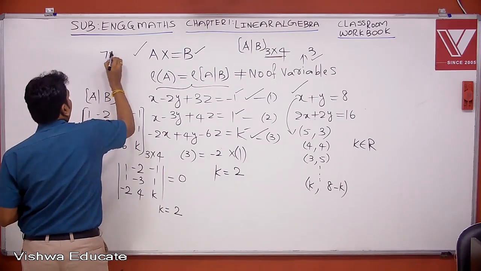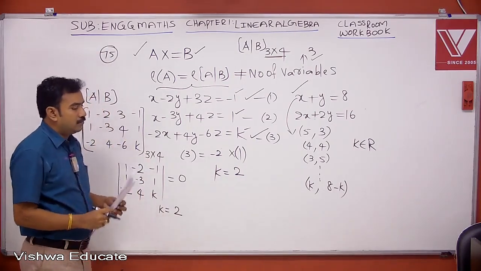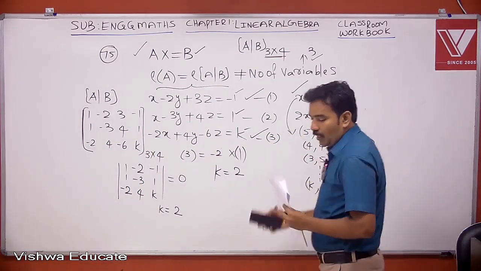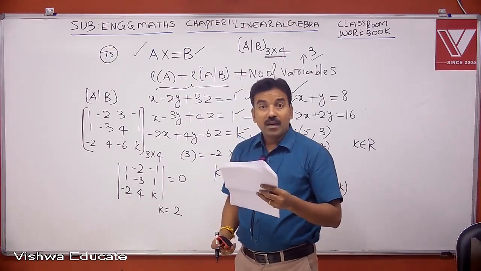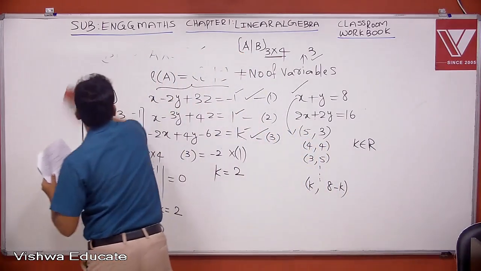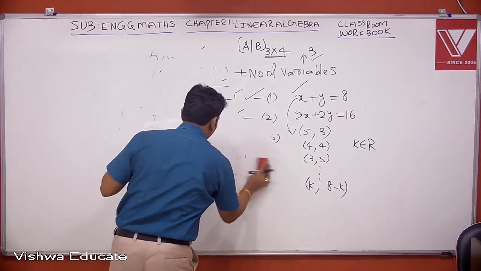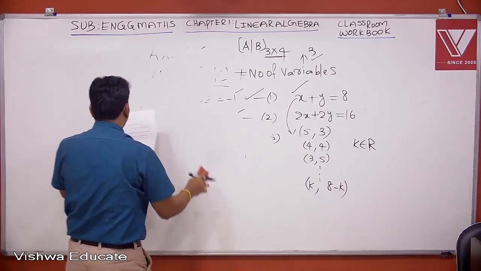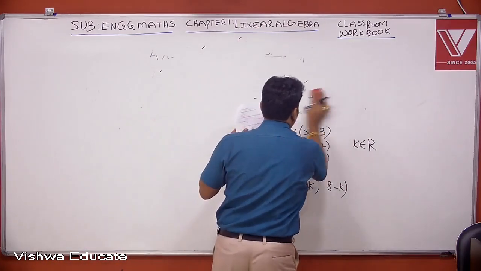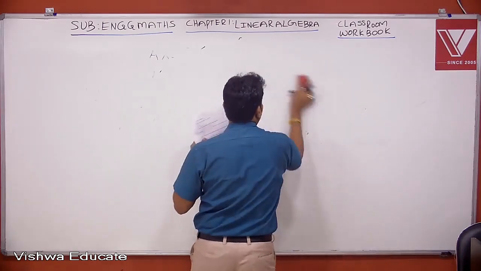Actually, this is question number 75. Hope you understand this. Now let us move to question number 76. In question number 76, the system of linear equations has been written in the form Ax equal to B. Matrix form is given directly.